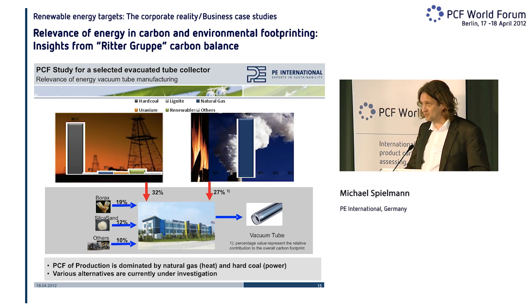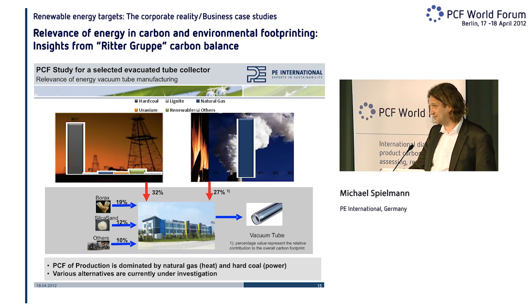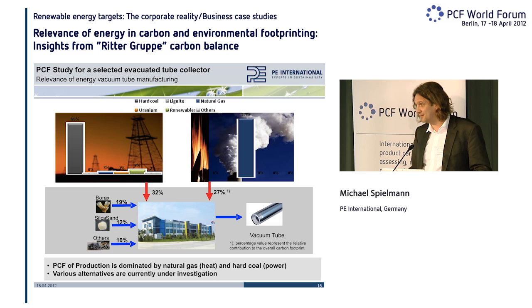On the right-hand side, you can see the thermal energy. There we have basically just natural gas, so 100% of the thermal energy is generated by natural gas. What we can see is that energy already contributes 60% of the total carbon footprint of the production of the vacuum tube.